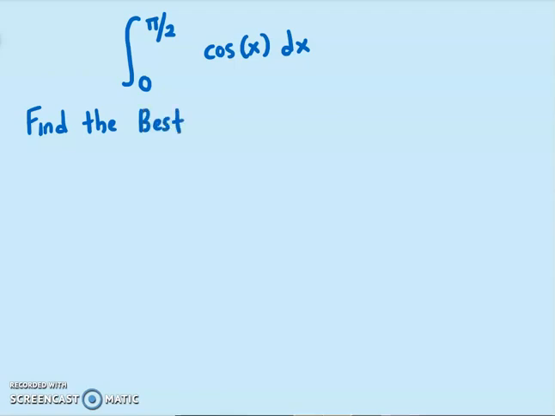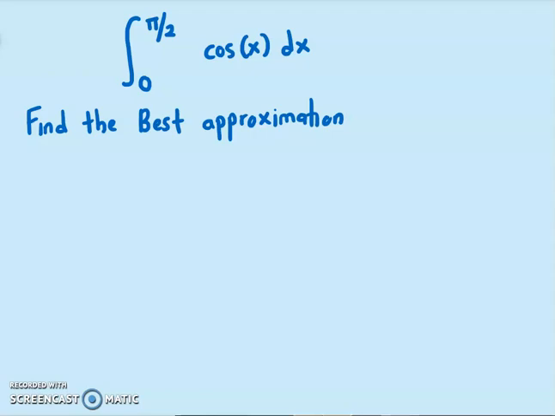Let's say you have this integral from 0 to pi over 2 of cos x dx. And the question says find the best approximation to the integral from 0 to pi over 2 of cos x dx.